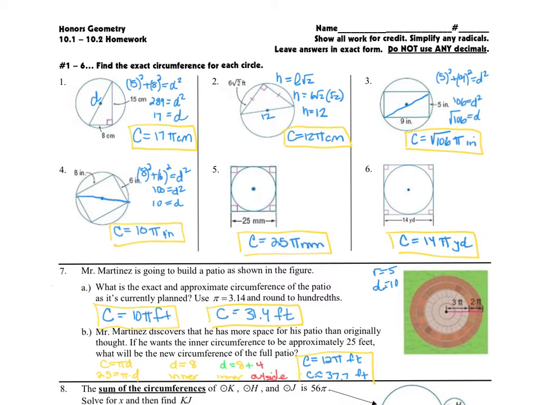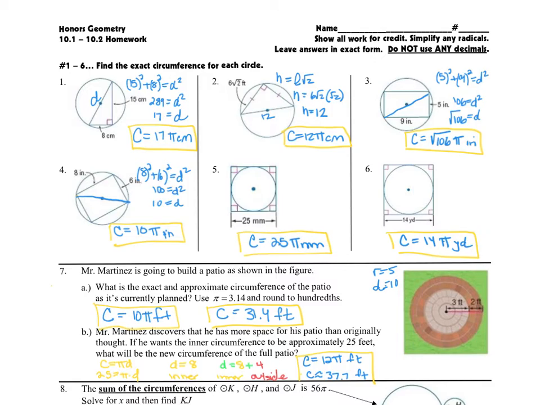Number 5, not a lot of work to be shown because they tell us that this right here is our diameter, and so our circumference is equal to our diameter times pi, and then we add on the units. Same thing over here. Here's our diameter. And so our circumference is equal to our diameter times pi, and then we add on our units.